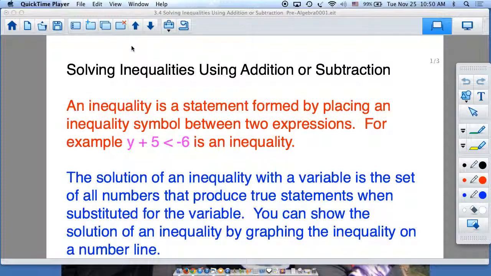An inequality is a statement formed by placing an inequality symbol between two expressions. For example, y plus 5 is less than -6 is an inequality. Now, the solution of an inequality with a variable is the set of all numbers that produce true statements when substituted for that variable. So what that means is we can have multiple answers to be a solution for that inequality. Now, you can also show this solution of an inequality by graphing the inequality on a number line.